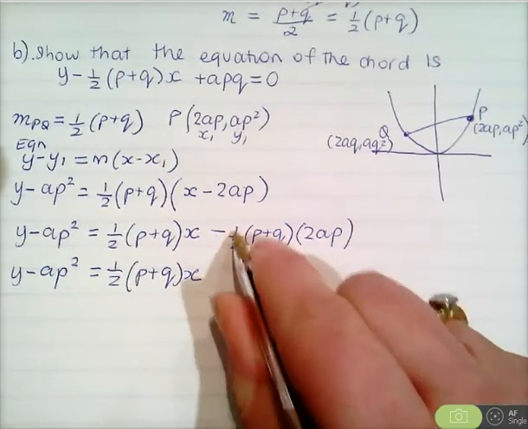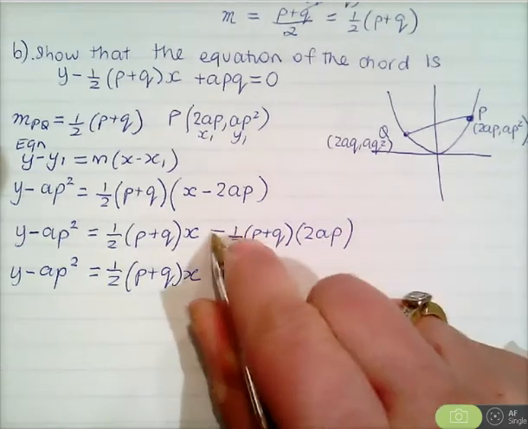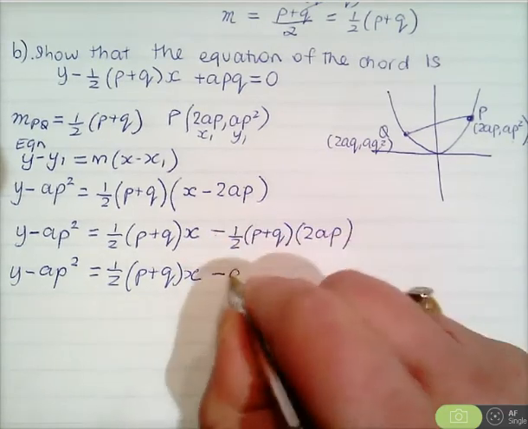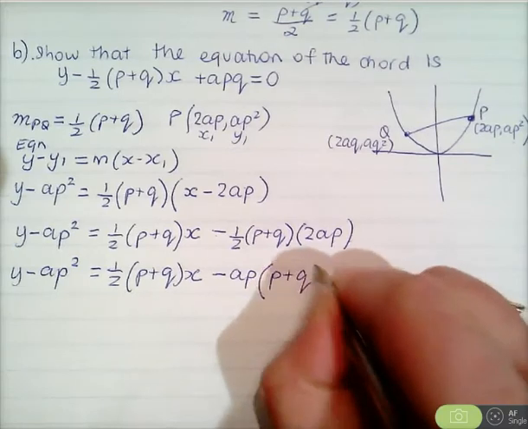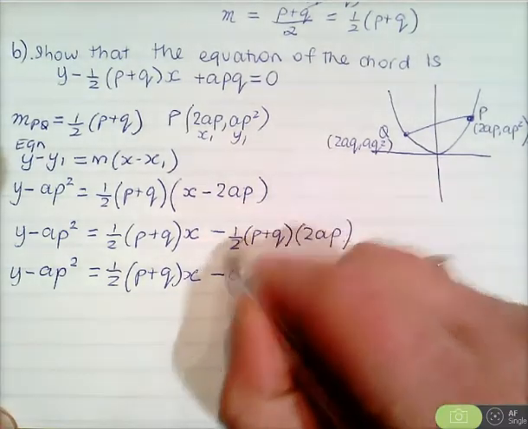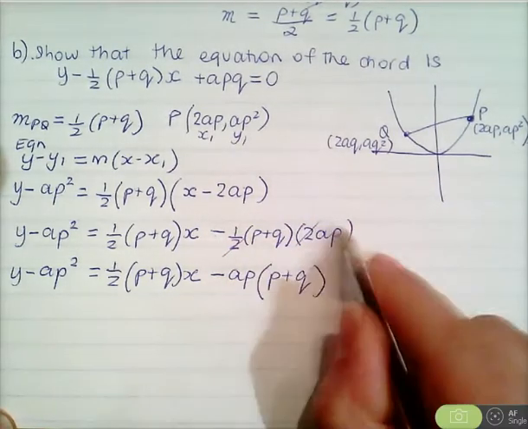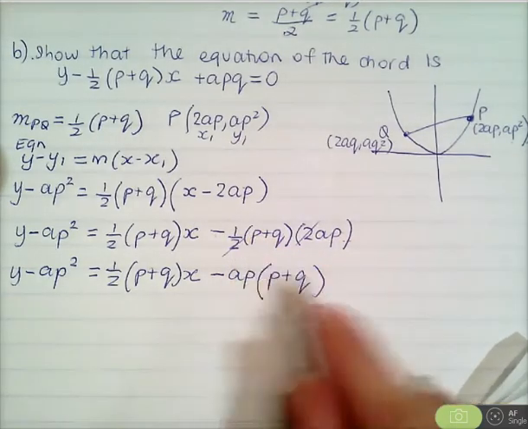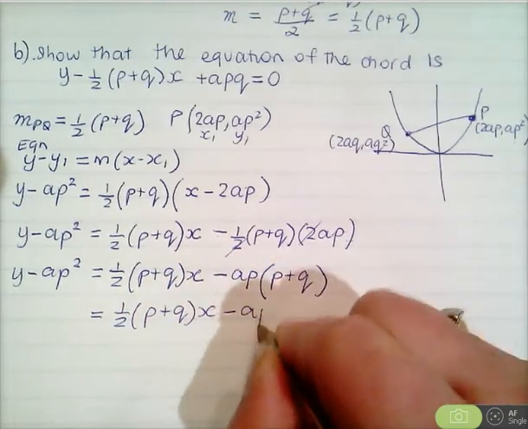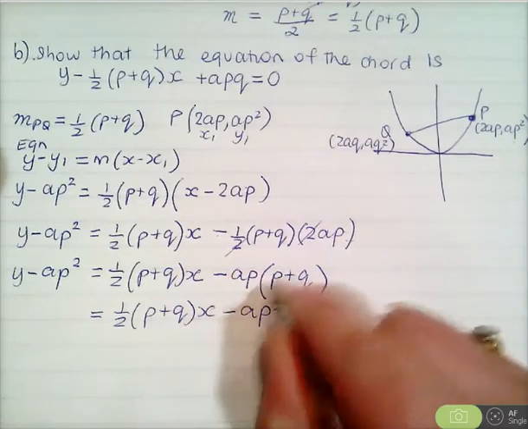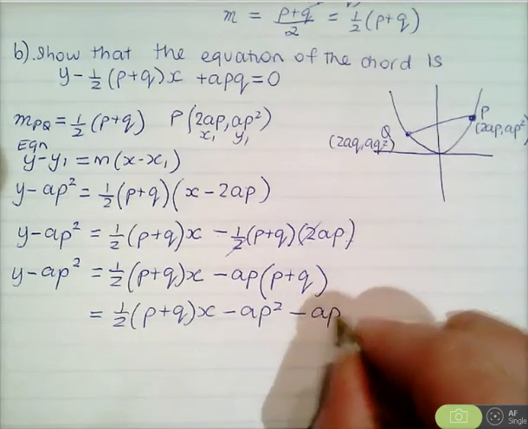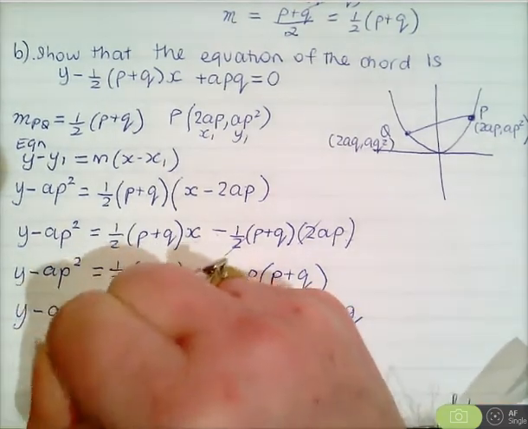Now we're multiplying this. Let's just do the half of 2AP first, and I get minus AP, and I've got the bracket of p plus q here. So I've done minus a half of 2AP, I get cancelling between this 2 and that 2, and I get minus AP, and that still needs to be multiplied by p plus q. So I get a half bracket p plus q x minus AP squared, minus AP times p, and minus AP times q is minus APQ. So I've got y minus AP squared equals that.